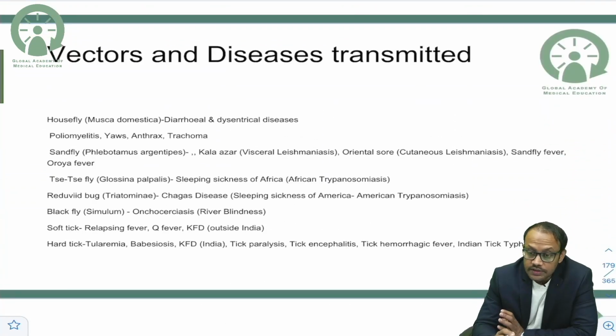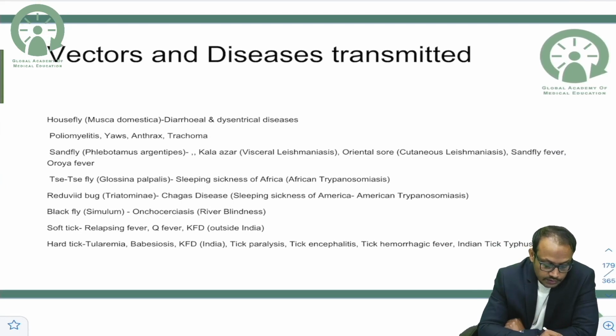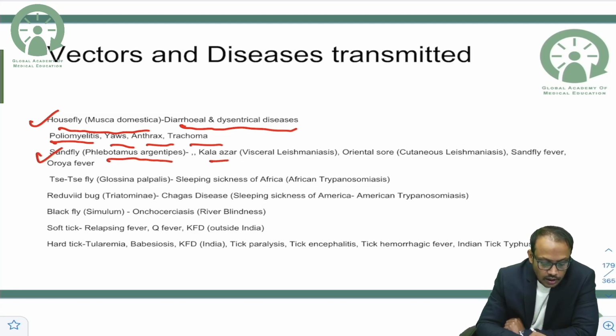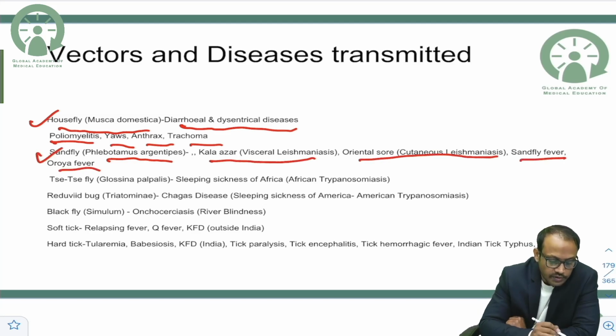Coming on, what diseases are transmitted by whose vectors? For example, the housefly, basically for diarrheal and dysenterical diseases, as well as polio, yaws, anthrax and trachoma. These are the diseases spread by the housefly. By the sandfly, called Phlebotomus argentipes, Kala-azar is transmitted. Oriental sore, cutaneous leishmaniasis, sandfly fever or Oroya fever is transmitted.